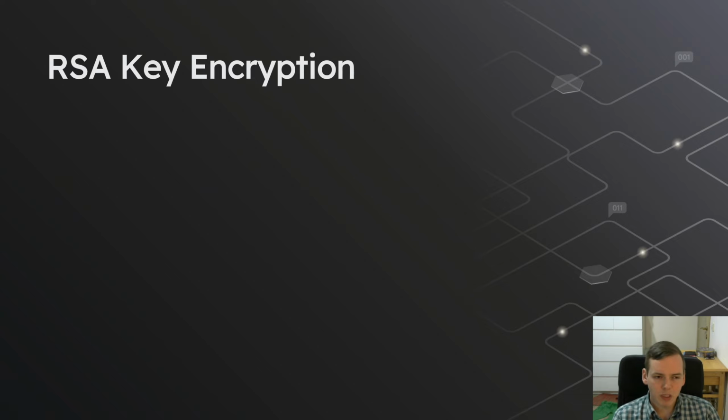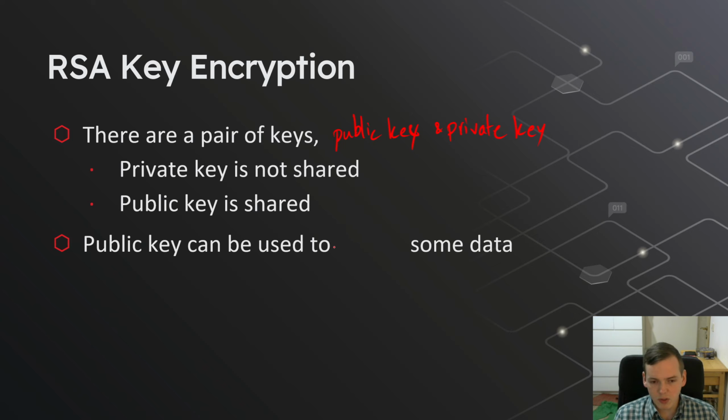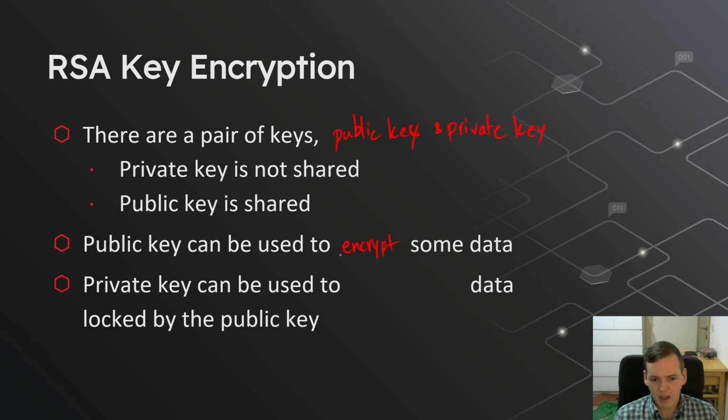The last bit of encryption we're going to talk about here is RSA encryption, also known as public-private key or asymmetric encryption. In this case, there are a pair of keys, a public key and a private key. The private key is not shared, the public key is shared. The public key can be used to encrypt some data, and the private key can be used to decrypt any data locked by that public key.